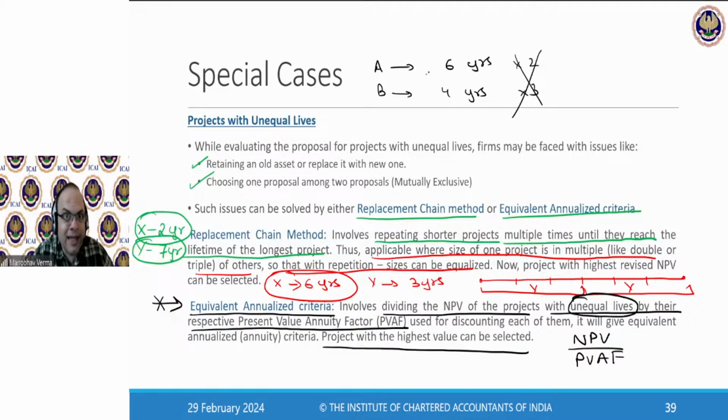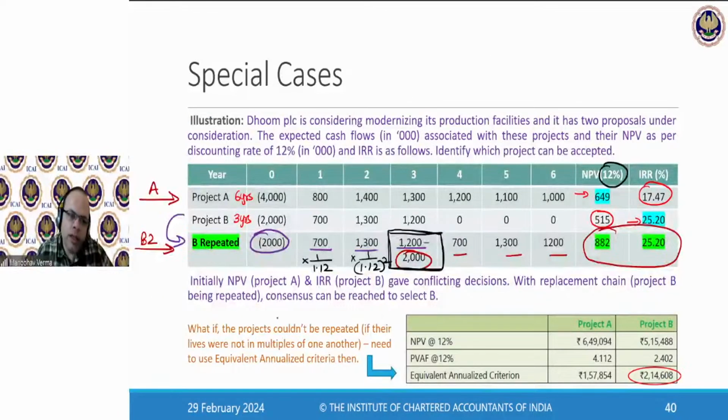So let's try that here. Let's assume in this example, what if the projects could not be repeated? If their lives were not in multiple, or for some reason, project B couldn't be repeated. I'm telling you, project B cannot be repeated. It's just a once in a lifetime opportunity. In that case, you will use the equivalent annualized criteria.